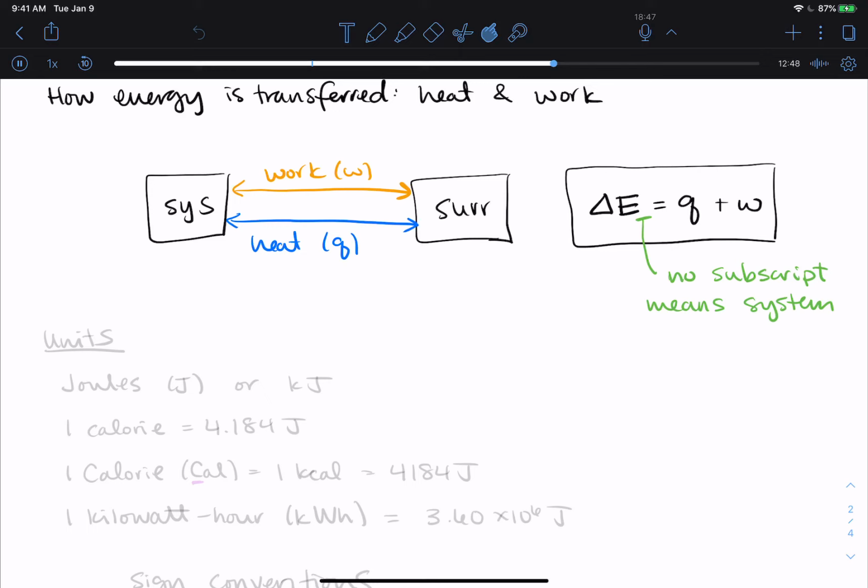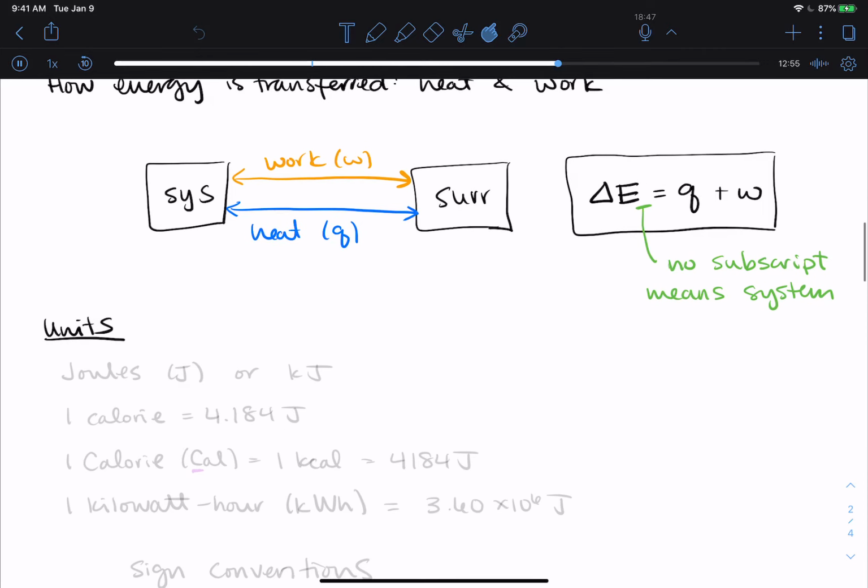So, I want to really briefly touch on the units that you will see here, right? We need energy units, and the ones that you are used to seeing are things like joules, which we use a capital J for. Or, a joule is really small, so we'll see kilojoules quite often. You will now also see things like calorie. That is a lowercase c on calorie, and 1 calorie is equal to 4.184 joules.